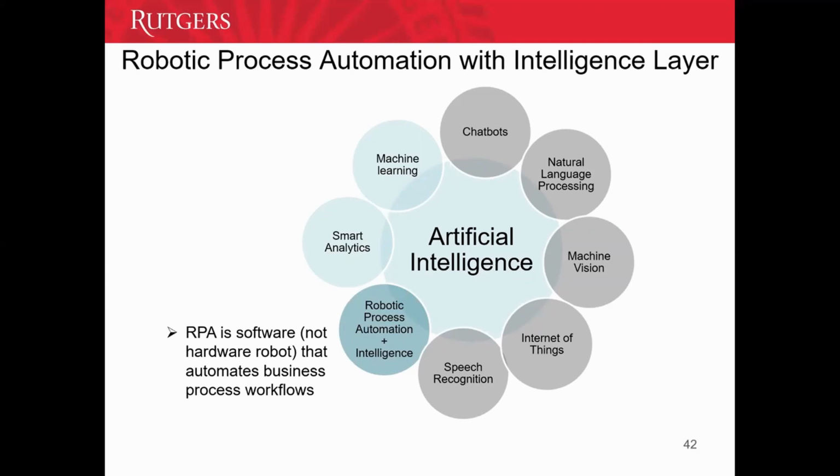So another AI technique is robotic process automation with an intelligence layer. Robotic process automation is a software, right? I know when you hear the word robot, you might think about the hardware, that machine. But when I talk about robotic process automation here, I'm talking about software that automates business process flows. Business process flows are basically a series of activities that are done as part of a business function.